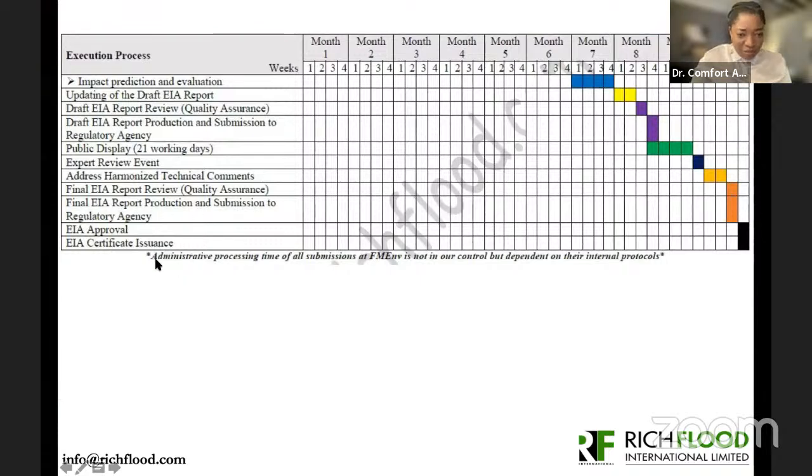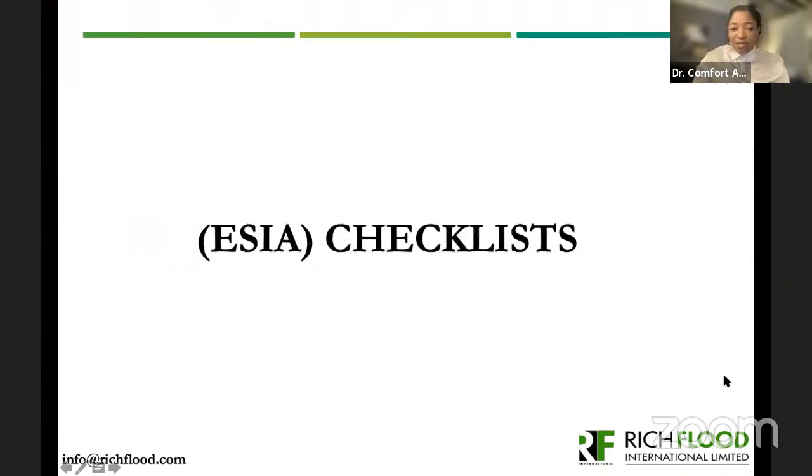And then you have the statement here, because people say, but you say it's going to end in 10 months, this is getting too long. Yes, we have that complaint every now and then, but this is the explanation. Administrative processing time of all submissions at FME is not in our control, but dependent on the internal protocols and internal workload of the Federal Ministry of Environment. That's what determines the time frame for the issuance of the certificate. Maybe other factors too, but this is the determinant of it.